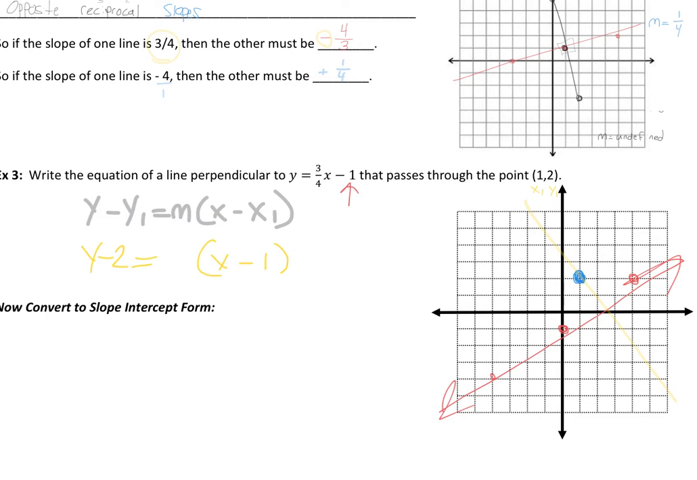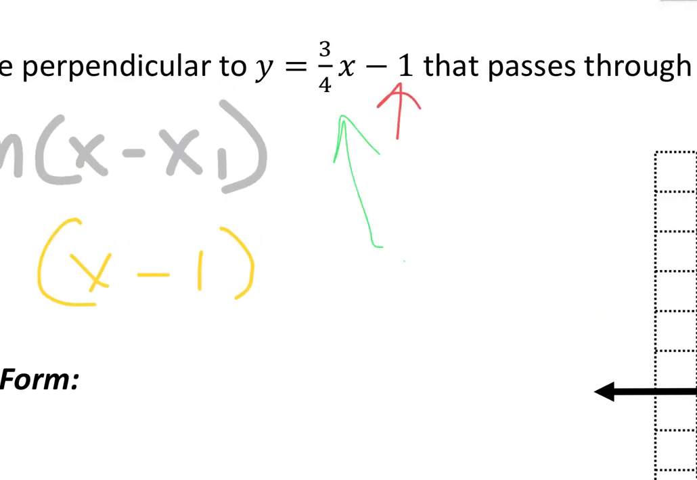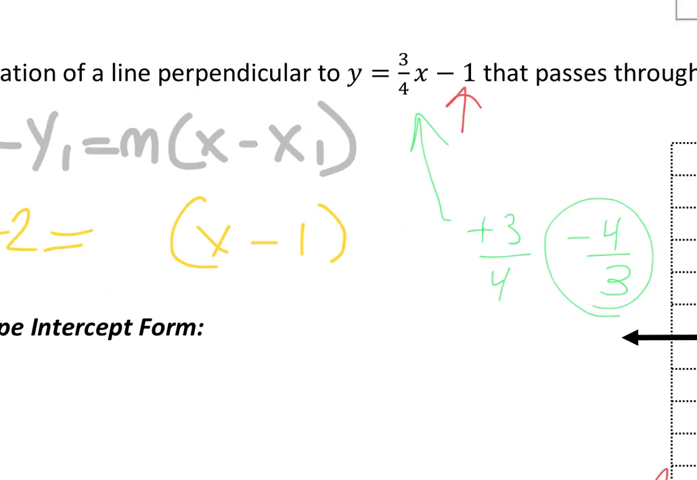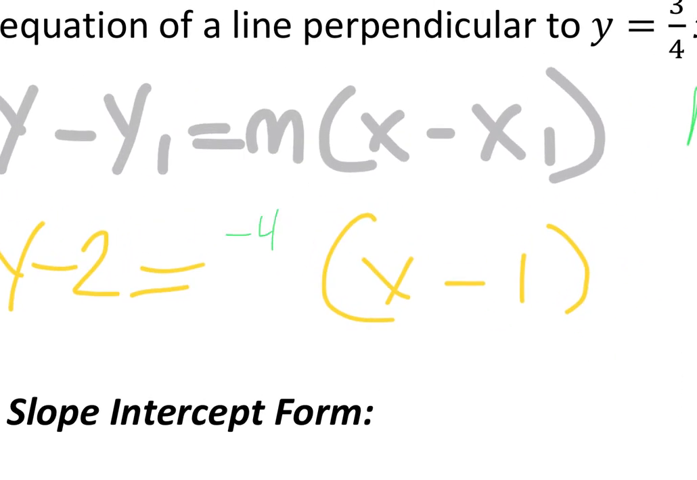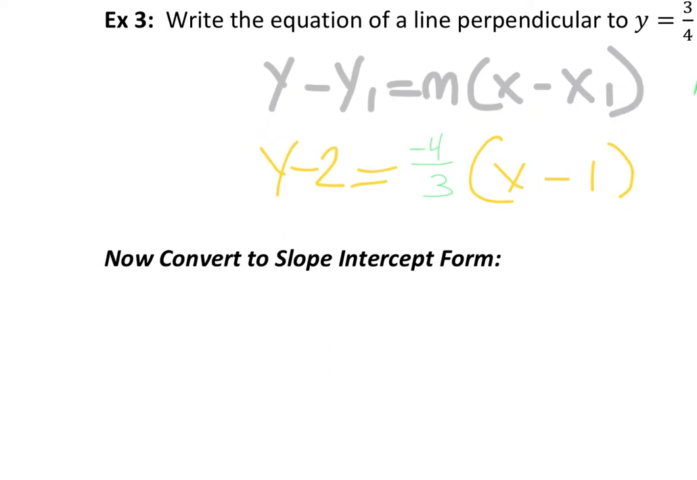Now I need to determine the slope. Well, if that slope is a positive 3/4, my slope needs to be a negative 4/3. Notice the opposite reciprocal there. So there is my equation in point slope form.